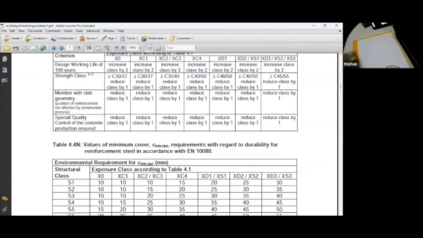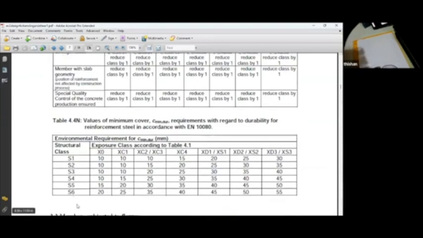Now this S4 is for 50-year design. If you want 100-year design life, what are you going to do? So if it is 100-year, increase the class by 2. So you have to say not S4, you have to go for S6. Now you can see the cover requirement is 35. 35 plus 10 is 45.